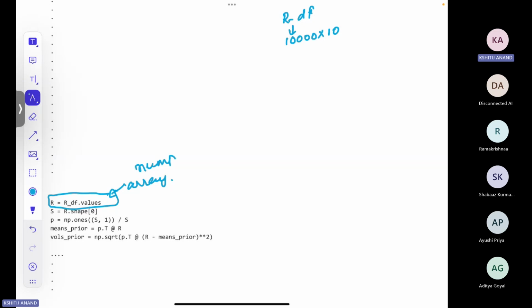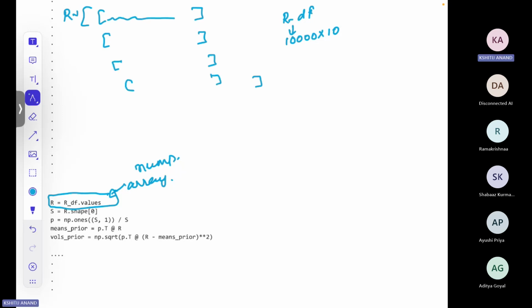So what is R? R has 10 columns, and within each you have 10,000 different scenarios. Here you have 10,000 different possible returns for asset 0. Here you have 10,000 different possible returns for asset 1. Similarly, you have 10 different arrays. So R is basically an array of arrays. This is not difficult for you to analyze.